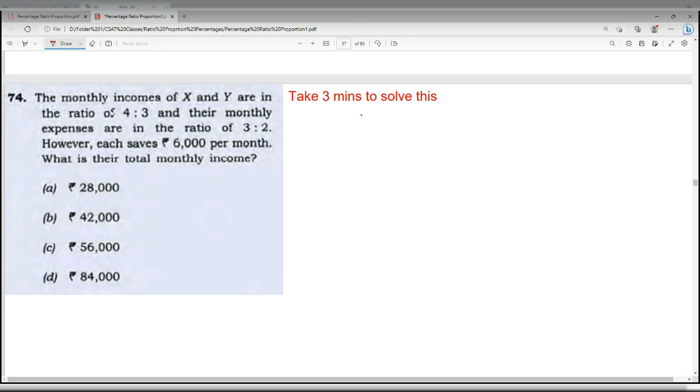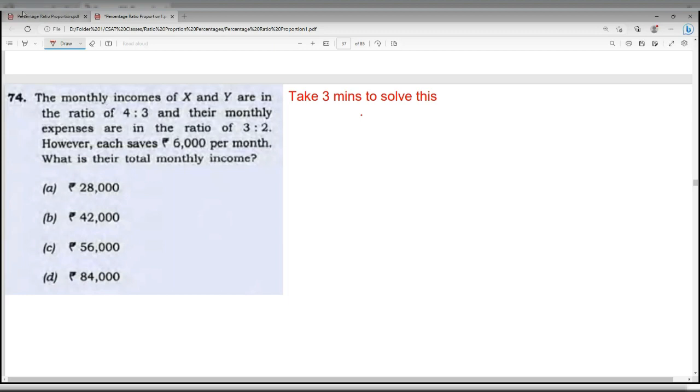They have asked us the monthly incomes of X and Y are in the ratio of 4:3 and their monthly expenses are in the ratio 3:2. However, each saves 6,000 per month. What is their total monthly income?